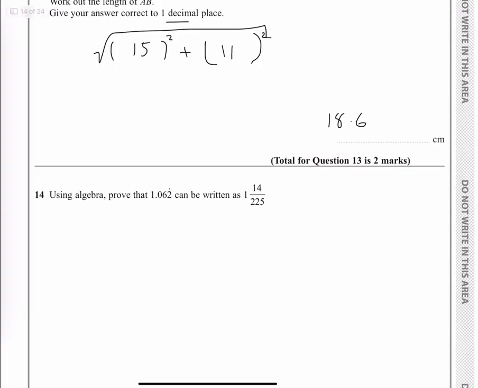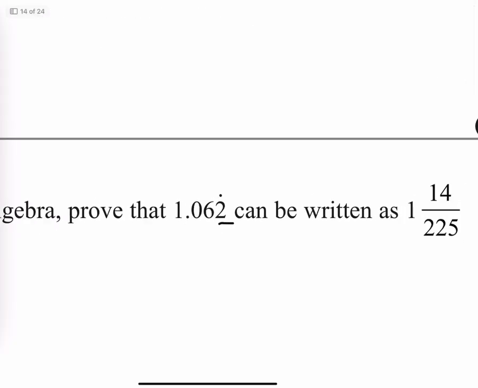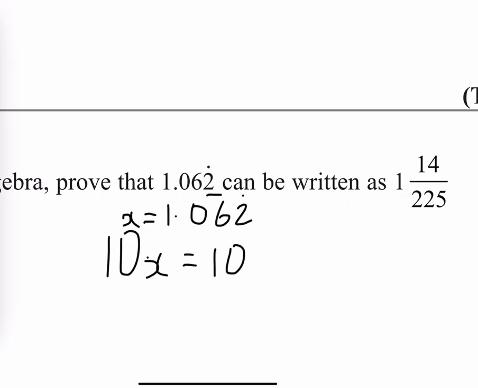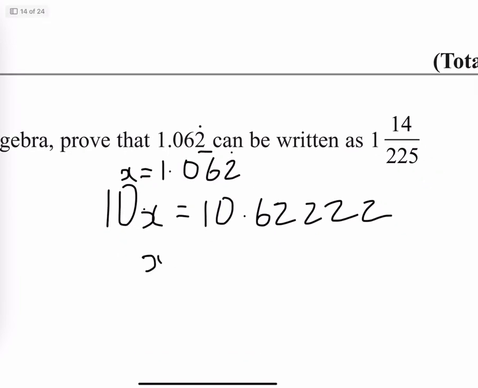Using algebra, prove this. Okay, well, there's only one repeating digit, the 2, which means we're only needing 10x this time. So if we have x equals 1.0 point 6 2 recurring. So then 10x equals 10.62 recurring. Okay? So then we're going to take off that x.